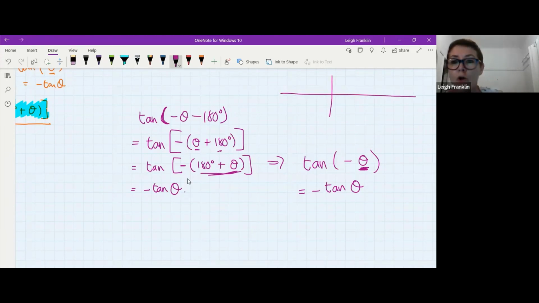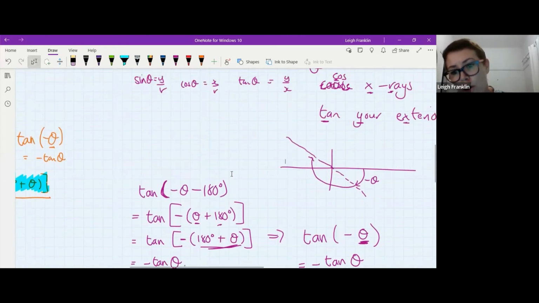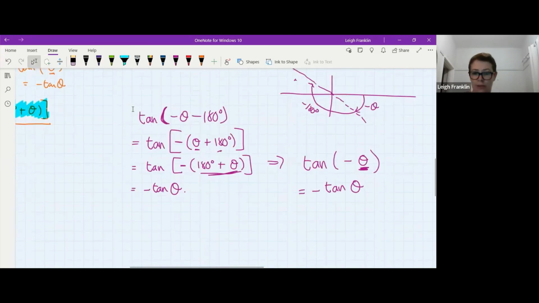All right. Remember, we said that negative theta was that, isn't it? Now, if I continue to go in that direction, 180 degrees, I'm going to come to rest in quadrant number 2. Okay, so if I go minus theta and then I go another minus 180, I'm going to end up in quadrant 2 where tan theta is negative. Okay, so that's 2 ways that you can look at that.